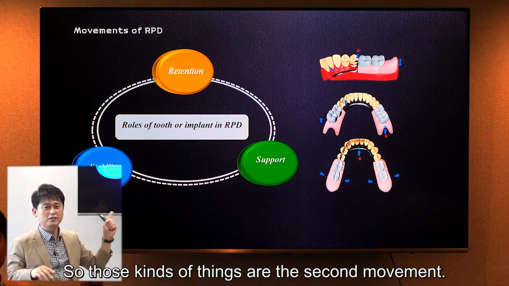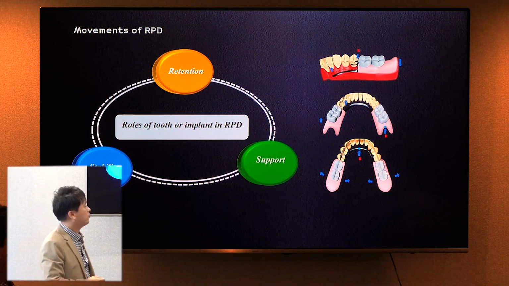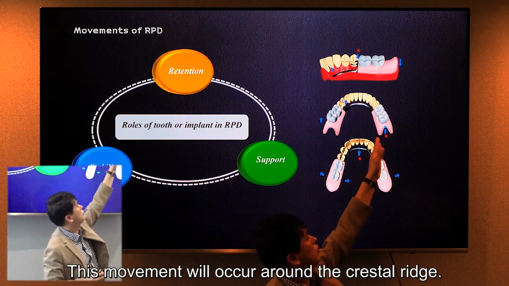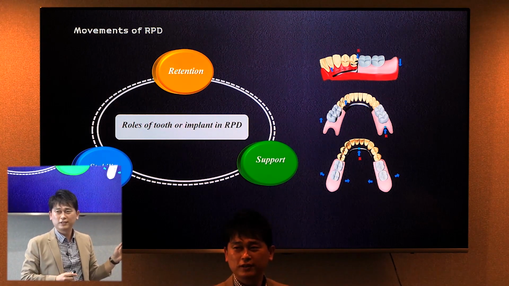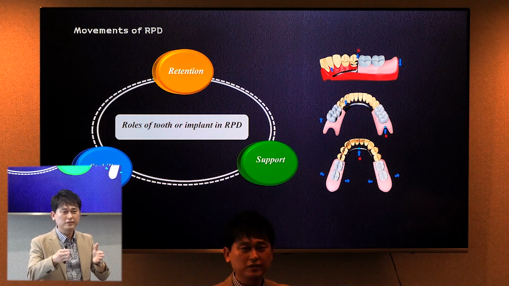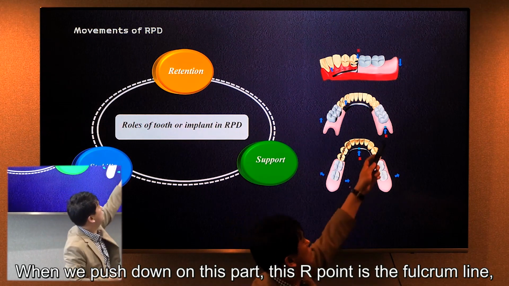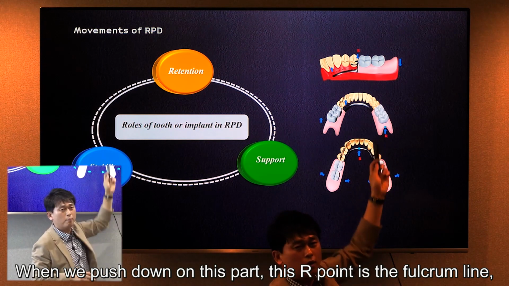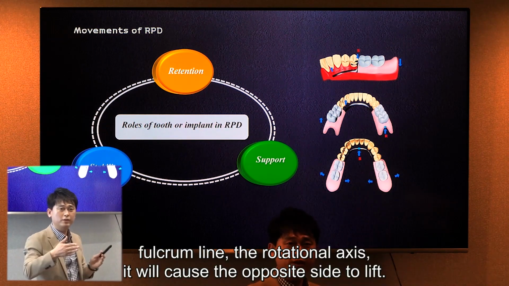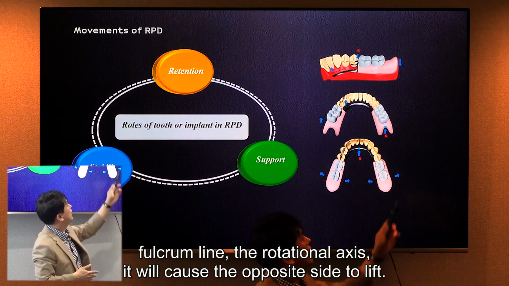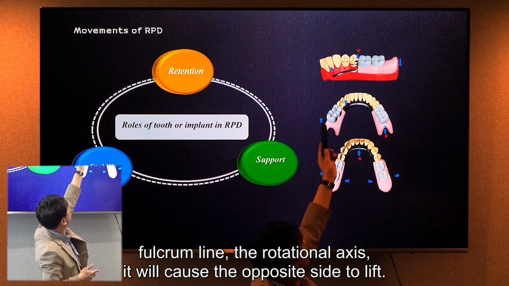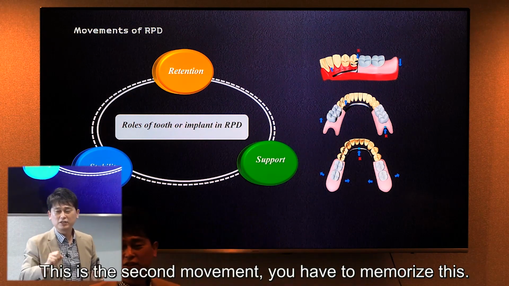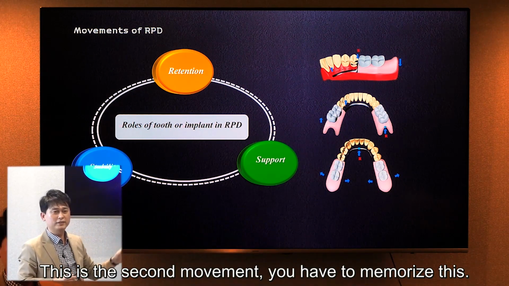So that kind of thing is the second movement. This movement occurs around the edentulous crestal ridge. When we push this part, this R point will be the fulcrum line, the rotational axis, and make the opposing side lift. This is the second movement. You have to memorize it.